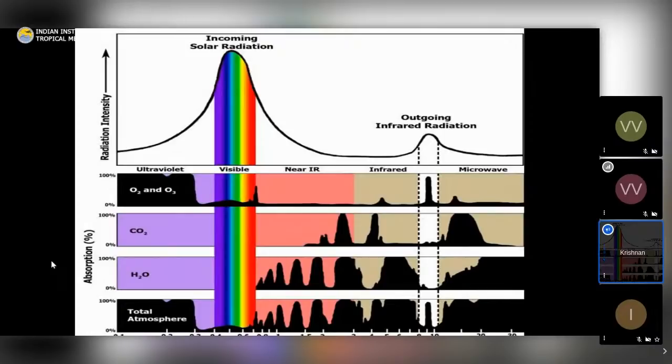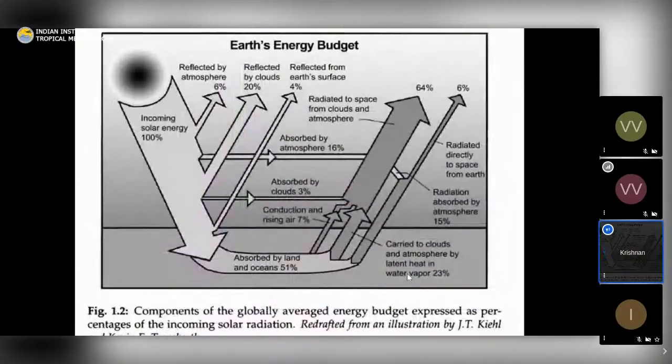But there is some outgoing radiation that is absorbed at around 10 microns, mostly coming from water vapor. The carbon dioxide absorption in the infrared is around 12 microns or so. It is all in the infrared. Likewise, you see water vapor absorption around 7-8 microns. Basically, much of the absorption is happening in the infrared radiation. This is from a spectral analysis.